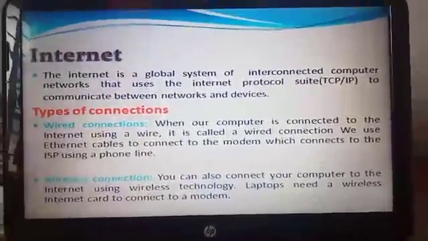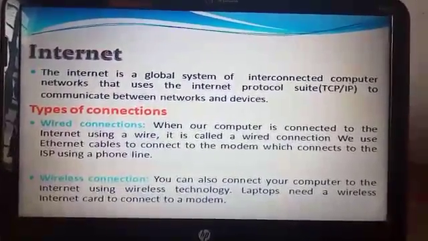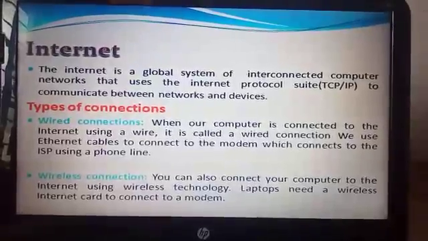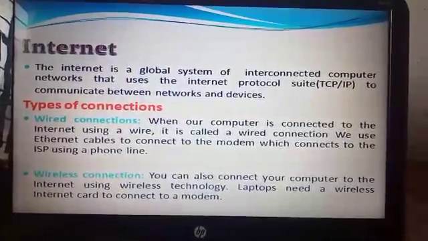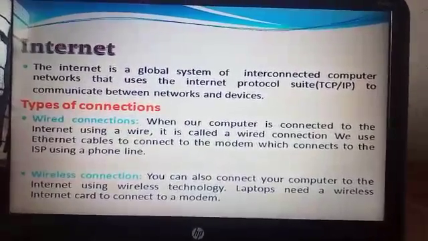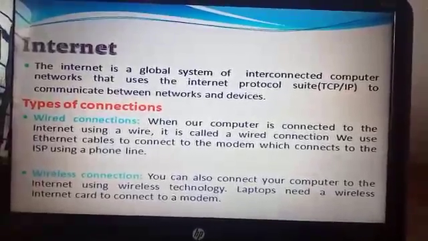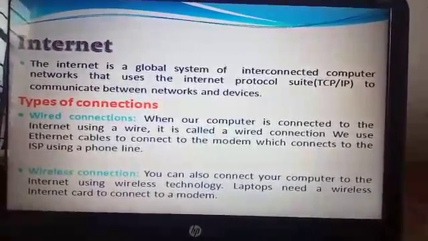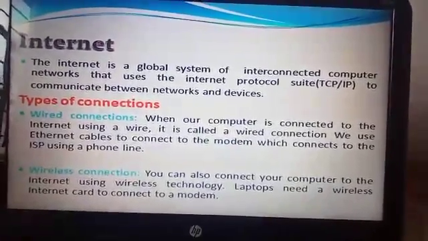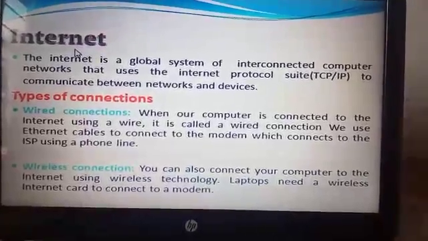Next is internet. The internet is a global system of interconnected computer networks that uses the internet protocol suite TCP/IP to communicate between networks and devices.